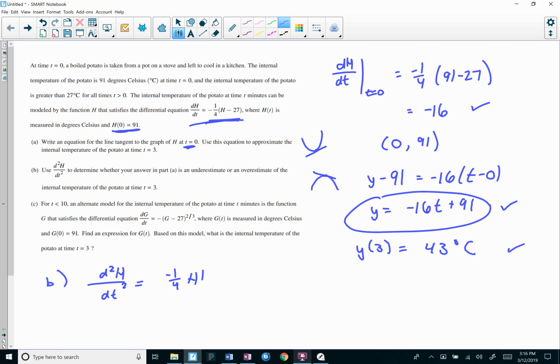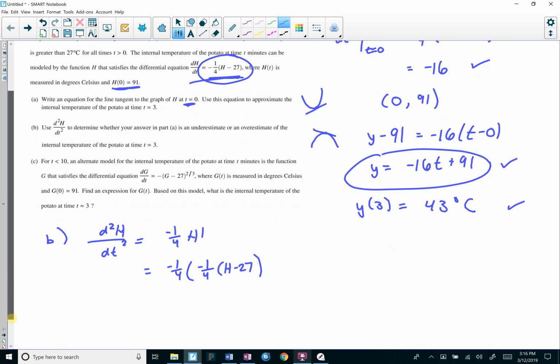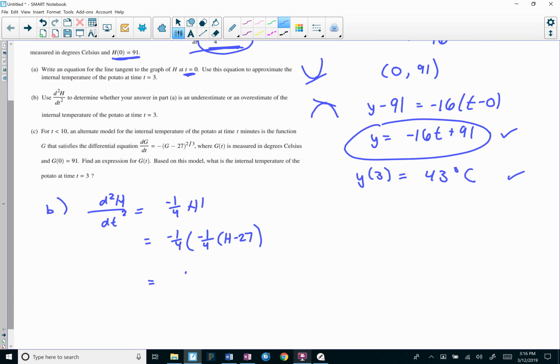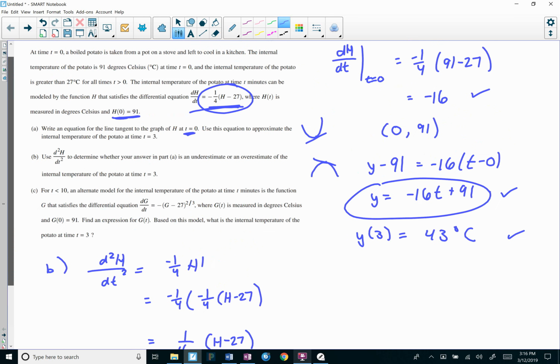You have to use implicit differentiation. H is like your y, so whenever you take its derivative, you're going to have to multiply by h prime. Now, h prime we already know is actually all of that. So you have negative 1/4 times (h minus 27) when we plug in for h prime. Clean that up just a tad. Just going to make that 1/16 times (h minus 27). I'm not going to distribute it because here's this random information. You're like, what the heck are we using that for?